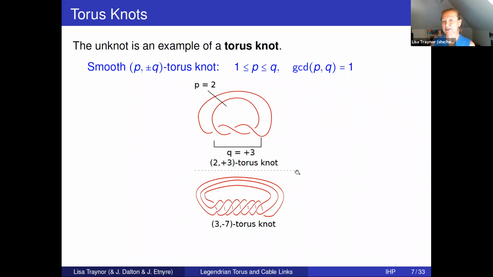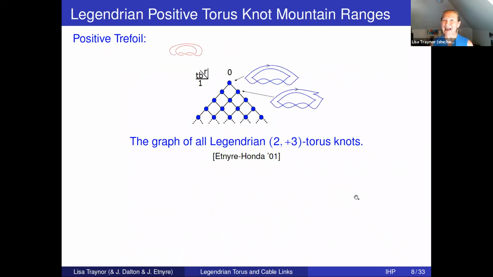So (2, +3) is just the positive trefoil, and (3, -7) is another example. Although you usually don't do this when thinking about torus knots, it's going to come up in torus links: when P is equal to 1, you just get an unknot. These are all smooth knots; by smooth isotopy, you can put them into one of these configurations. In fact, we understand all the Legendrian torus knots.